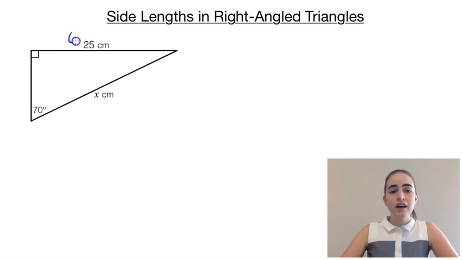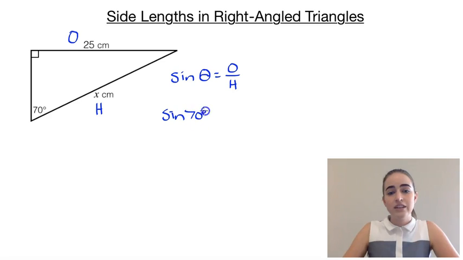Okay, our second example, we now have an angle of 70 degrees. Our opposite side is 25 centimeters, and our hypotenuse is x centimeters. So opposite and hypotenuse is sine. So we have sine theta is opposite over hypotenuse. That means that sine of 70 degrees is equal to opposite, which was 25, over the hypotenuse, which was x.